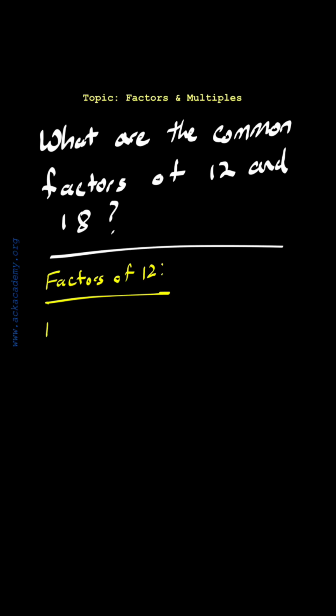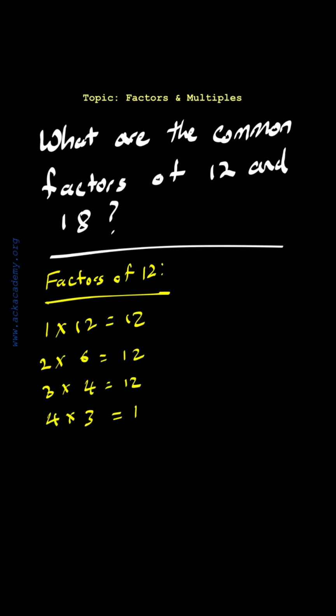So I know that 1 times 12 is equal to 12. 2 times 6 is equal to 12. 3 times 4 is equal to 12. So 4 times 3 is equal to 12. There's no 5 times, there's nothing here that'll equal 12, so I'm not gonna write 5. I can write 6 times 2 is equal to 12.